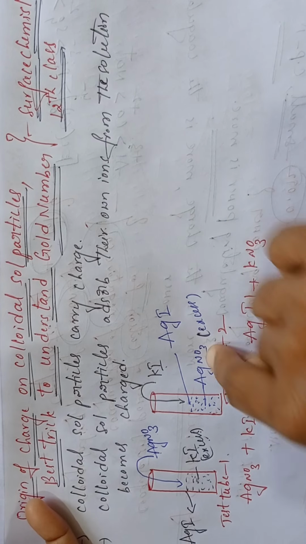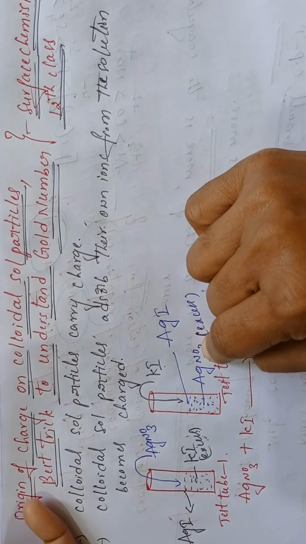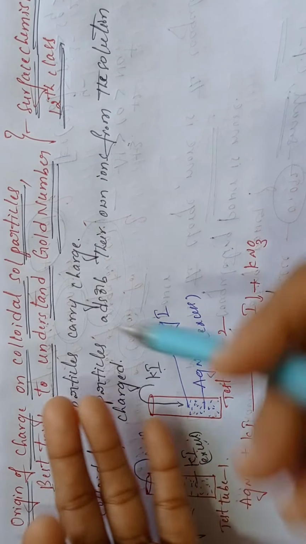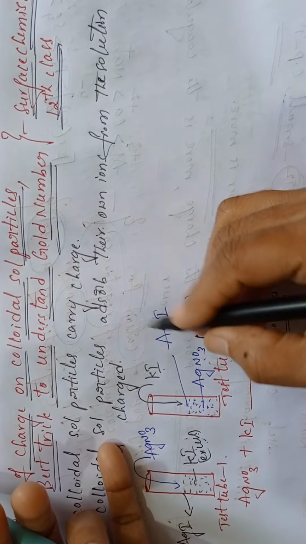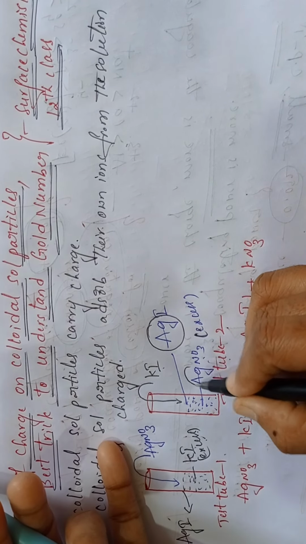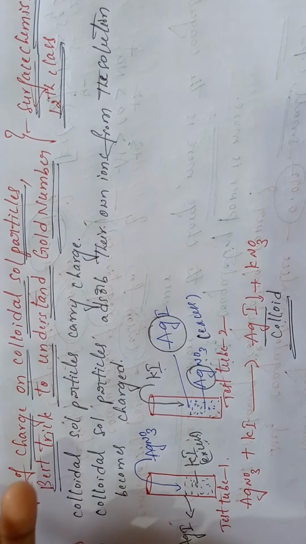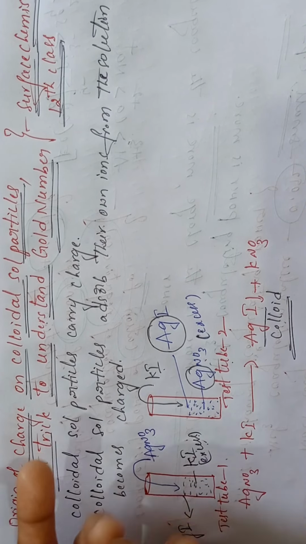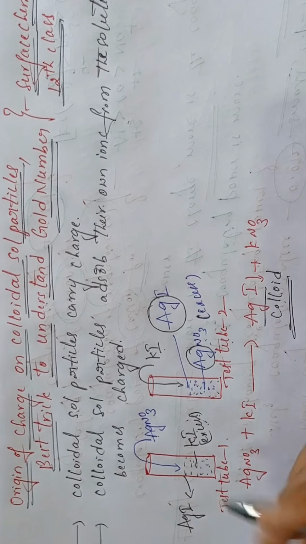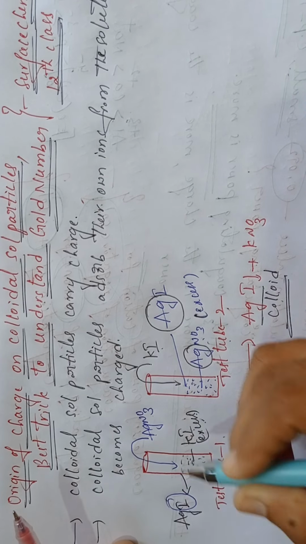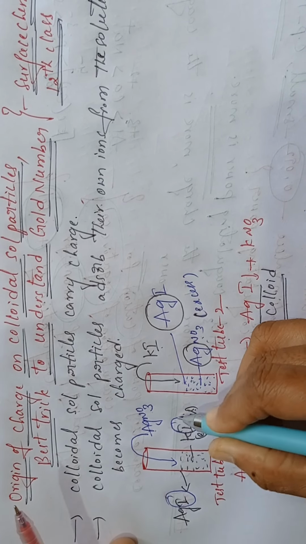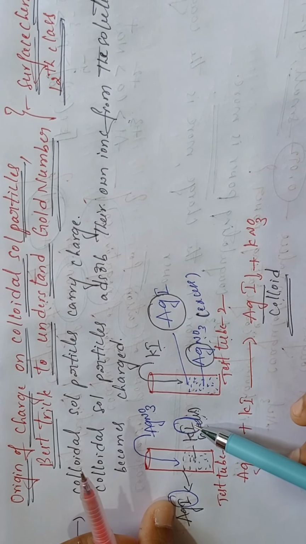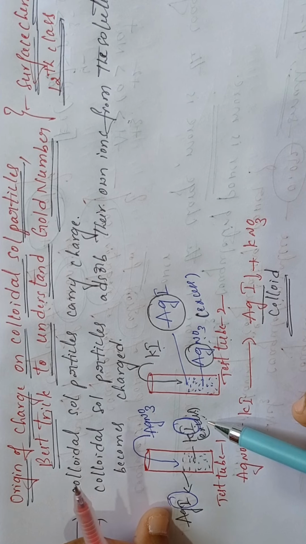Which solution? The excess solution. Here, AgI and AgNO3: which is the common ion? Ag plus. This is the common ion. Are you clear, students? Here Ag is the common ion. Here, AgI with potassium iodide: iodide is the common ion. So this colloid absorbs the common ion iodide from the KI solution.